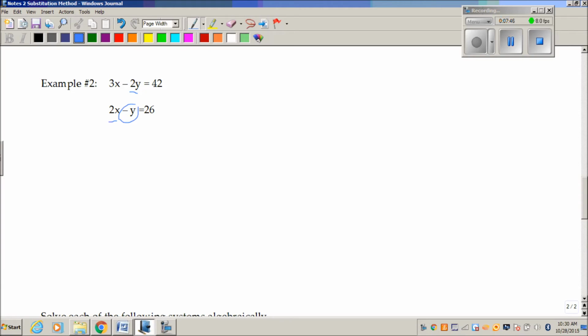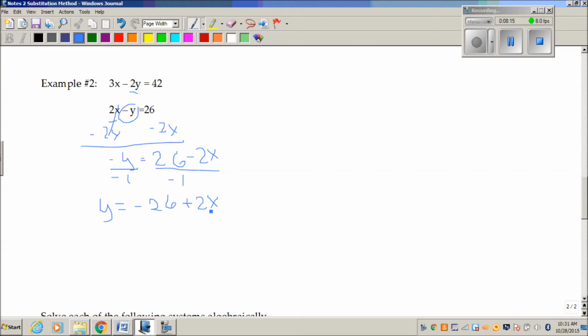So to do that, I'm going to subtract 2x from both sides. So I'd have negative y equals 26 minus 2x. Now I have to divide both sides by negative 1, or you can multiply both sides by negative 1. It's equivalent. Make sure I do it to everything. So I get y equals negative 26 plus 2x.